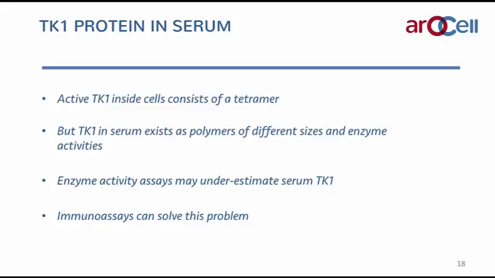So how does TK1 look in serum? What is the structure of TK1? Well, inside the normal or growing cell, it is a tetramer, so it's 4 units of a subunit. However, in case of TK1 in serum, in the blood, there are large complexes, or polymers, of very different size and enzyme activities. And therefore the enzyme activity assay often can underestimate the total amount of serum TK. An immunoassay, an assay based on antibodies, can solve this problem.